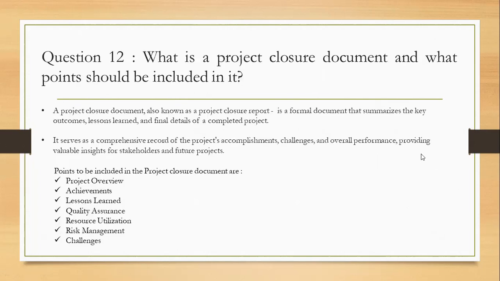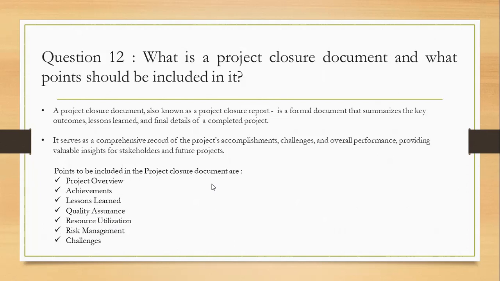Next comes the project closure document. What is a project closure document and what points should be included? As the name says, it is a closing document. Here you need to mention everything that happened in the project: the overview of the project, achievements, lessons learned, quality assurance, how the system is performing, how you utilized the resources, risks, and challenges.